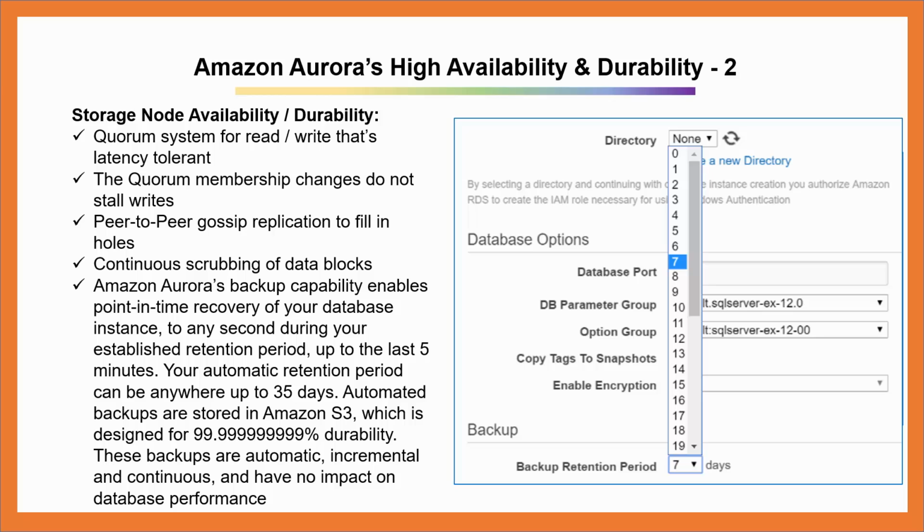Amazon Aurora's backup capability enables point-in-time recovery of your database instance to any second during your established retention period, up to the last 5 minutes. Your automatic retention period can be anywhere up to 35 days, as you can see in this screenshot, although it's not scrolled all the way down. Automatic backups are stored in Amazon S3, which is designed for 99.999999999% durability. These backups are automatic, incremental, and continuous, and have no impact on database performance.